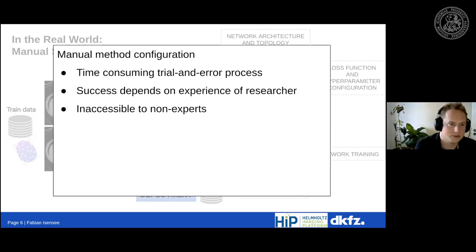How successful it is and how good your method will end up being very much depends on how experienced you are. If you have multiple years of experience, you know what knobs you need to turn to improve performance given the current state. But if you're inexperienced, then it will take you a lot of trial and error, or you will not achieve state-of-the-art performance with this process. And because it requires a lot of expertise in building deep learning pipelines, this process is inaccessible to non-experts, meaning that somebody who has a nice data set but doesn't know anything about deep learning needs to get a data scientist in order to get a segmentation method for their data set.